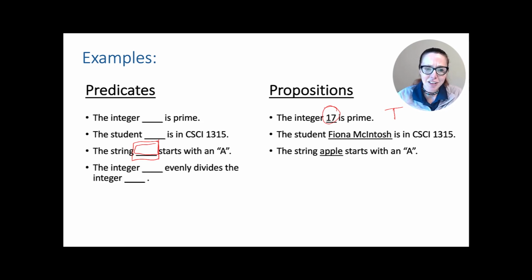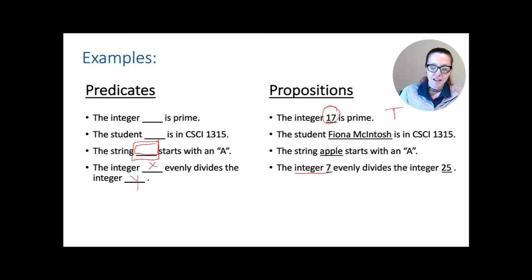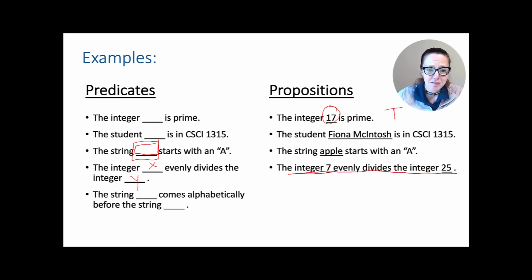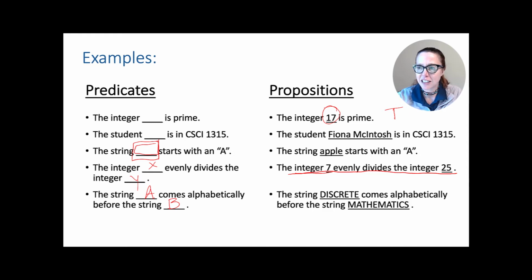The integer blank evenly divides the integer blank, so we can have predicates that require more than one variable, x and y. And we can have propositions that are built up requiring more than one integer. The string A comes alphabetically before string B. As a proposition, these would be filled in. The string discrete comes alphabetically before the string mathematics, where on the left, these are arbitrary values that have not yet been populated. Propositions are about specific entities, specific objects.